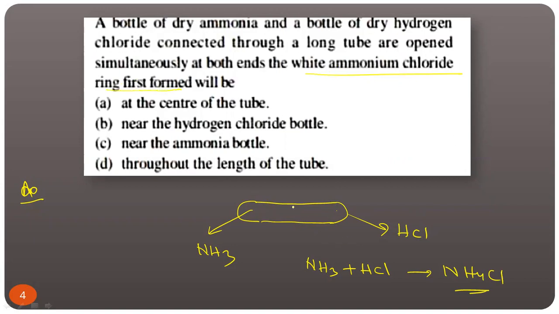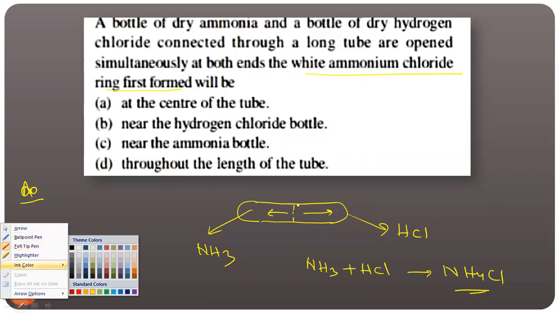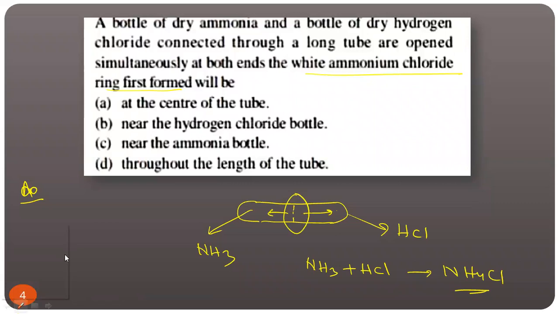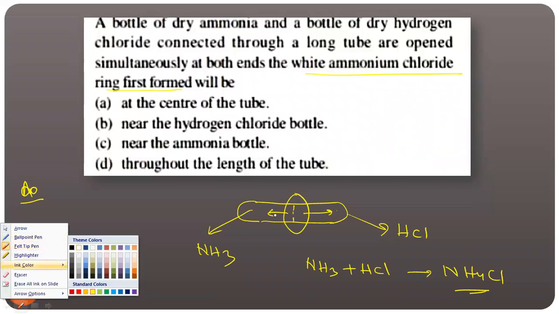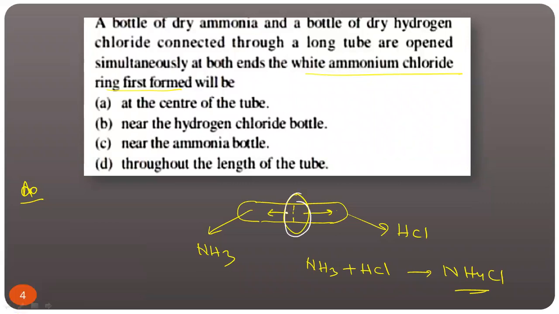But on which side? Suppose this is the center, whether it forms this side, whether it forms this side, or whether it will form at the center. Now this is the question. Got it? Yes. कहाँ बनेगा ये? Towards the NH3 side or towards the HCl side, means which will move, either NH3 will move faster or HCl will move faster.